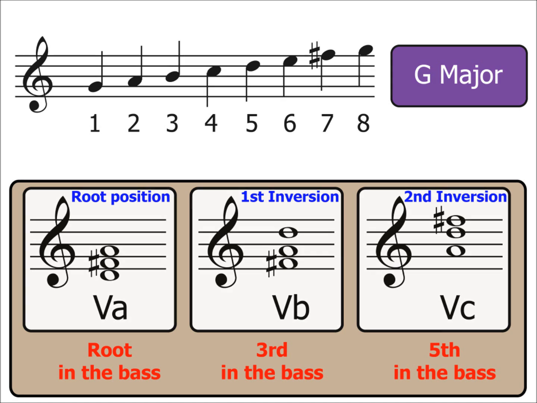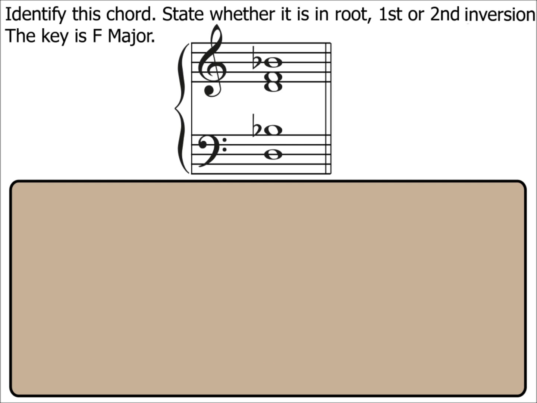Things do get a little more complicated if you're asked a question like this. Identify this chord, stating whether it is in root position, first or second inversion. The key is F major. We follow a few steps to identify this chord. Number 1, calculate the key. Well, in this question, this step is very easy, as the question has helpfully already given this information, F major. Make a note of it.